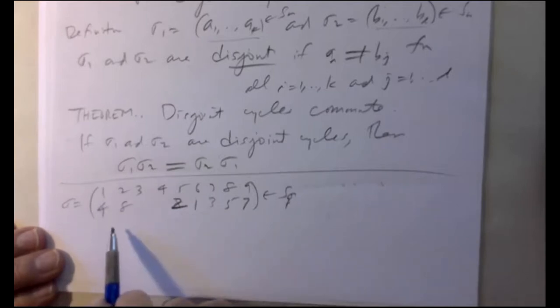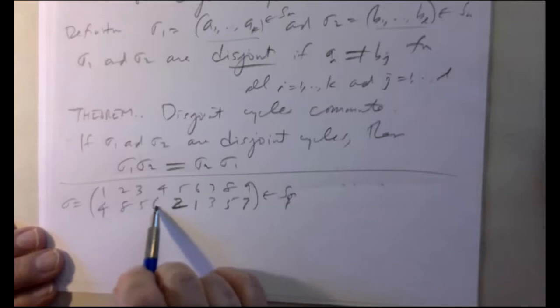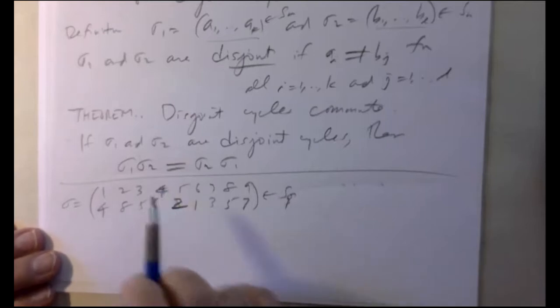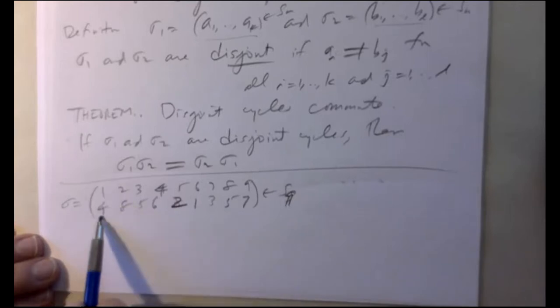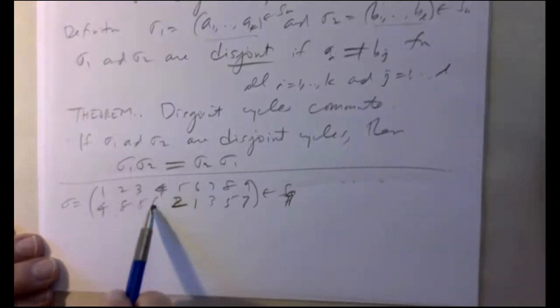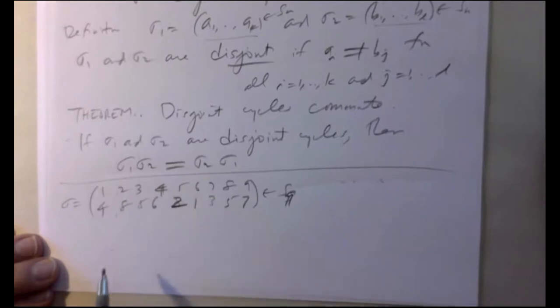You need a 5 and a 6. So here's a permutation in S9. 1 goes to 4, 2 to 8, 3 to 5, 4 to 6, 5 to 2, and so forth.